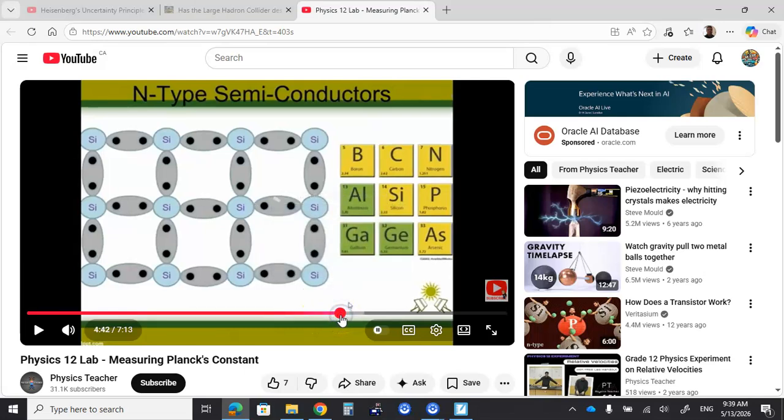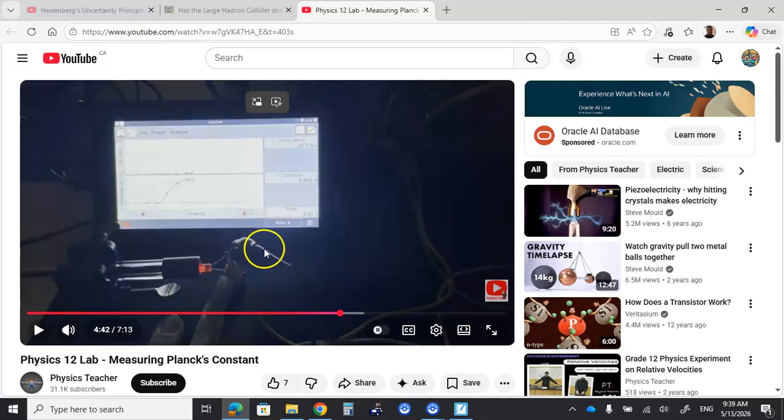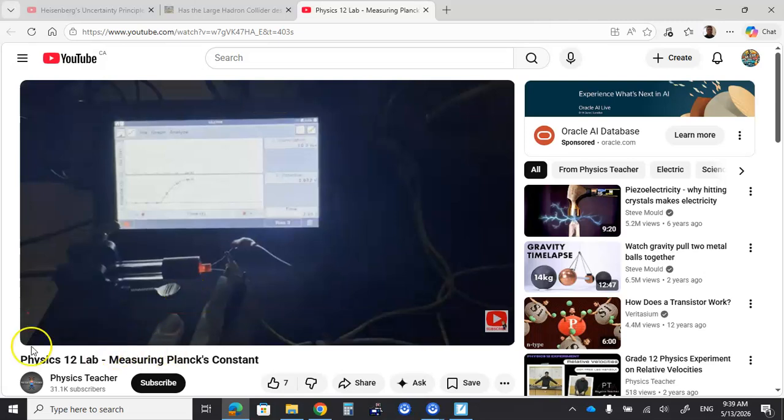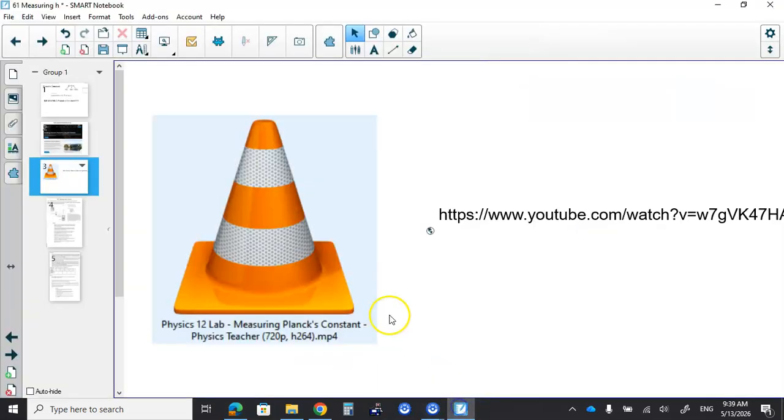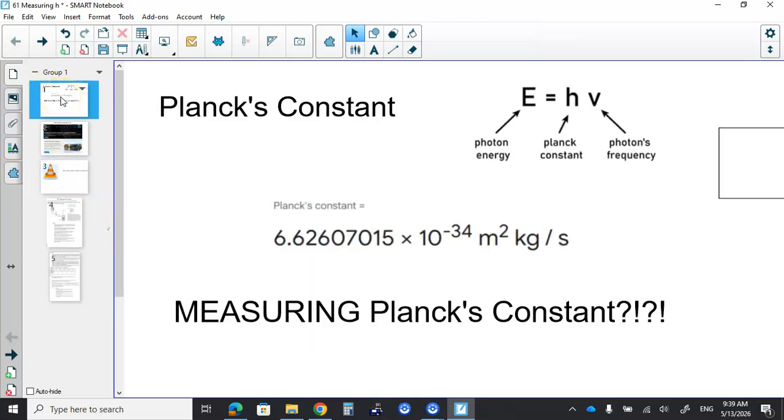Anyway, he goes through and measures a red light and tells you the color, and eventually shows you the voltage of the first light. You just gather that data and make your graph and measure h. So measure the Planck's constant, which is pretty cool that we can do it.